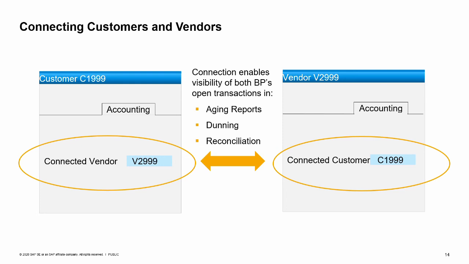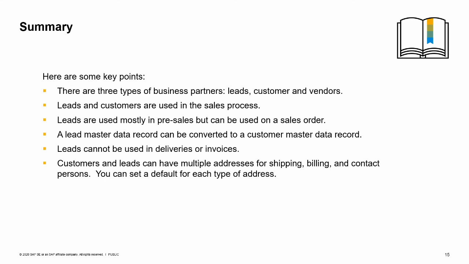There are three types of business partners: leads, customers, and vendors. Leads and customers are used in the sales process. Vendors are used in purchasing. Leads are used mostly in pre-sales, but can be used on a sales order. A lead master data record can be converted to a customer master data record. Leads cannot be used in deliveries or invoices. A customer must be used on documents with a possible accounting impact.